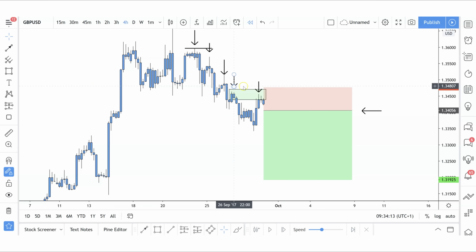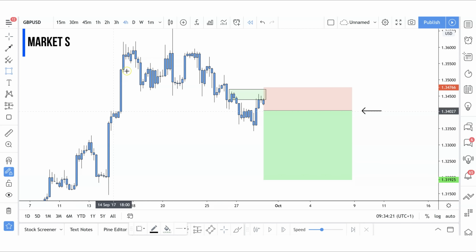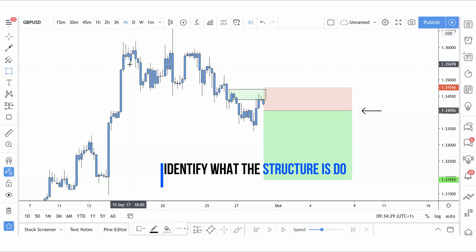So let's just recap this before we continue and take this trade. Let's figure out what was the beginning, what was the middle, and what was the end. We can clearly see the market structure was to the upside, so our bias was a buy bias. Now, when we're studying this, the beginning is identifying what structure is doing before we plan to take a trade.